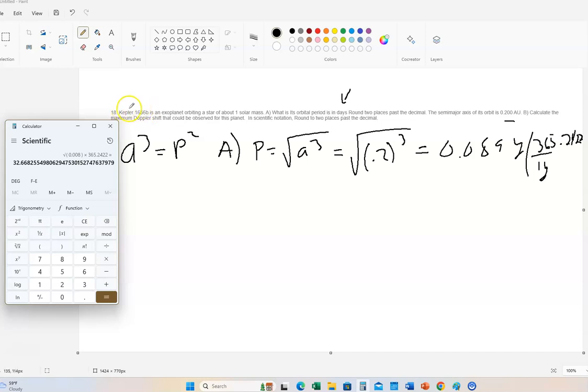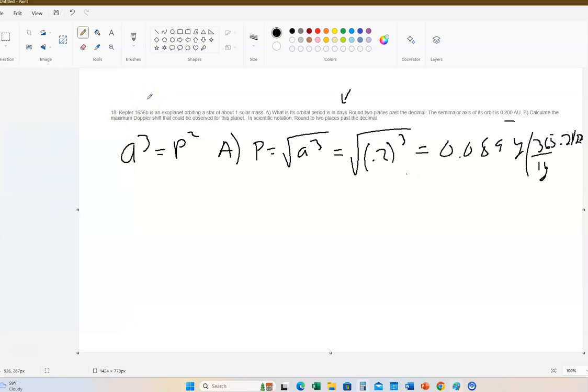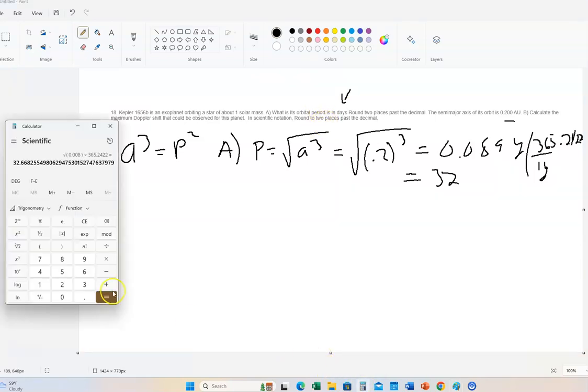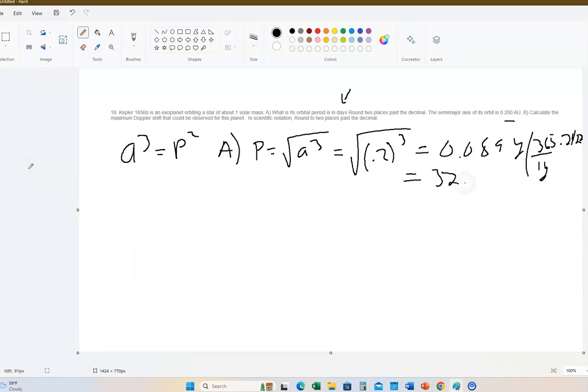It takes this exoplanet, which is designated by the satellite that found it, the Kepler satellite. That's just the designation of it. Anyhow, the period here turns out to be, let's see, we're going to round it to two places past the decimal. So 32.67 days.